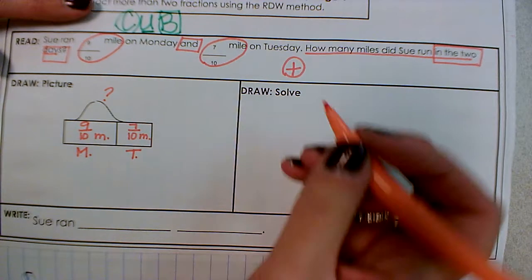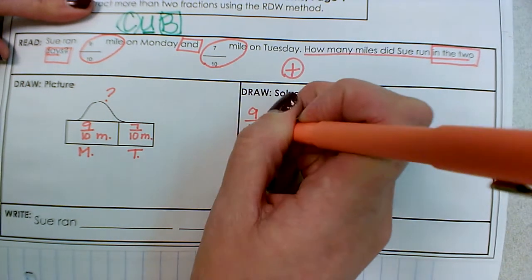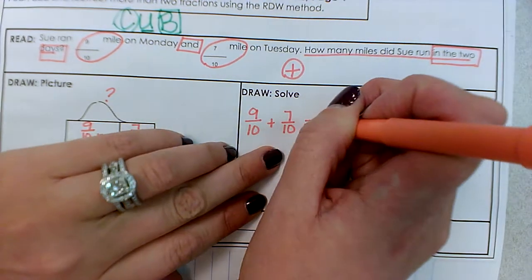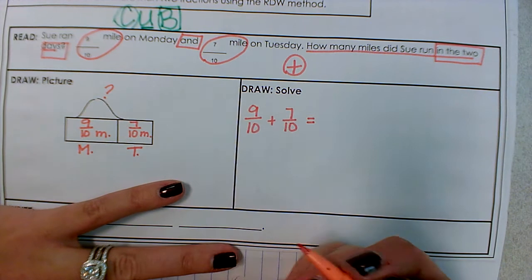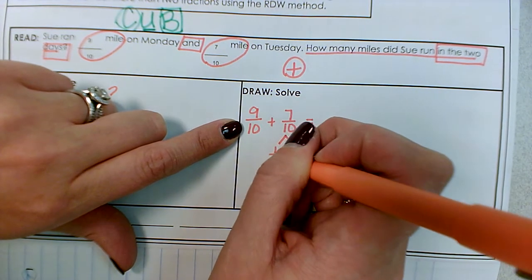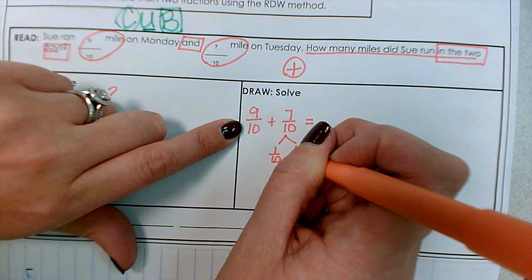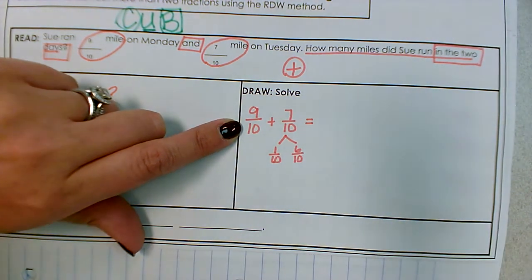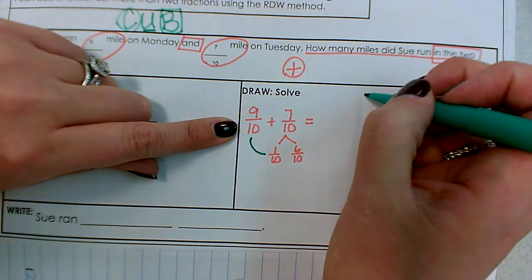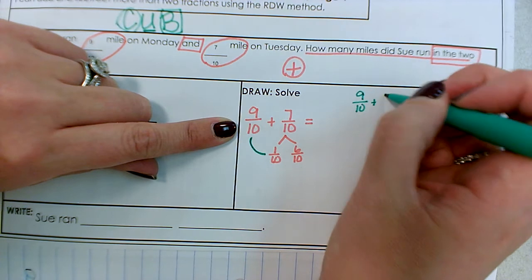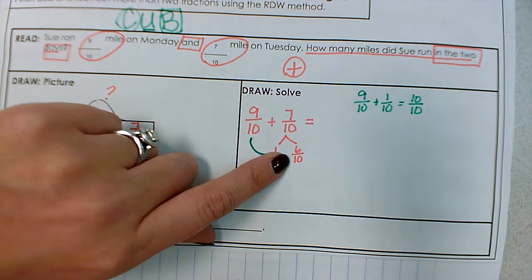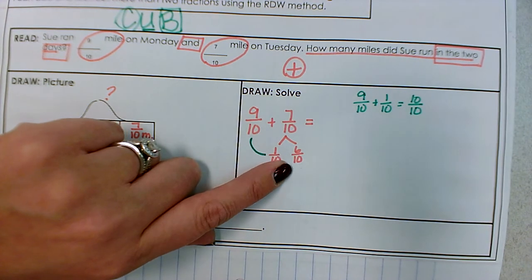And now I can show my work, which would look like this. 9/10 plus 7/10 equals, okay, well, I can just add that, but maybe it's a little bit tricky. And when I see a 9, I'm going to think about breaking this into 1/10 and 6/10. And that way I can look and say, oh, this right here is going to be simple for me to add. So I can do 9/10 plus 1/10 equals 10/10. And then there was these 6/10 left over.